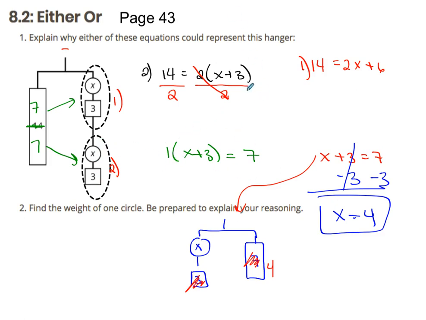I showed the step here of turning this into one quantity of x plus 3, but if you wanted to bypass the step and go right to that step without writing the 1 times the quantity of, that's fine. Just wanted to give you a little visual there.